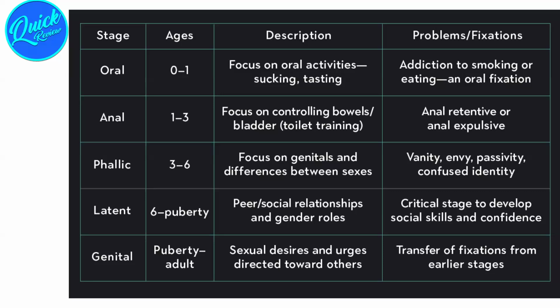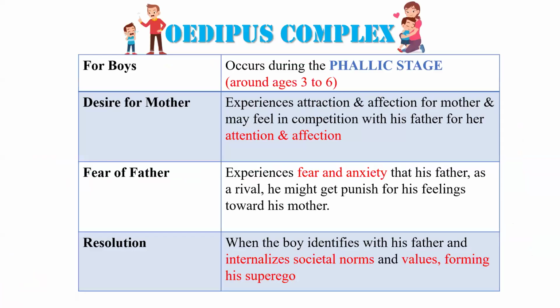Then we have our third stage, the phallic stage, which ranges from 3 to 6 years. Here the focus is on the genitals, and the child learns a very important thing, the difference between genders. There are two different genders, male and female. Here a very important thing happens, that is the Oedipus complex. In the phallic stage, in boys we see the Oedipus complex, and here the boys feel affection for their mother and feel a sense of competition with the father. He also experiences anxiety during this stage.